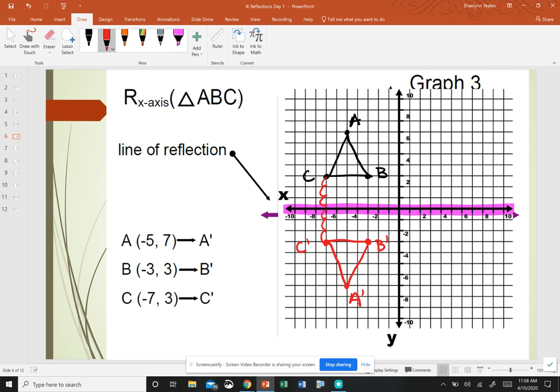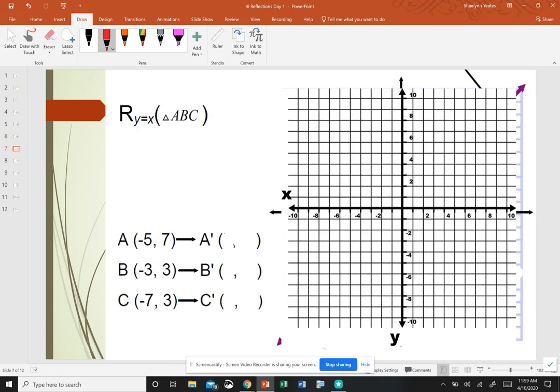All right. So then A prime is now at the point -5, -7. B prime is now at the point -3, -3. And C prime is now at the point -7, -3. That's kind of cool.